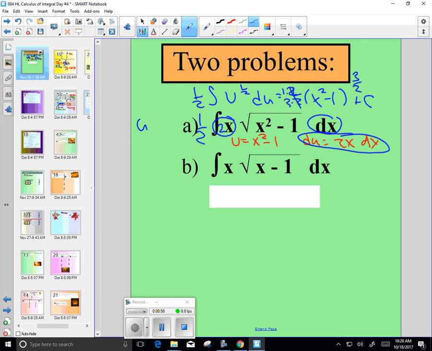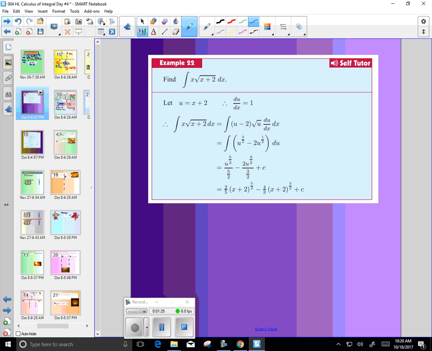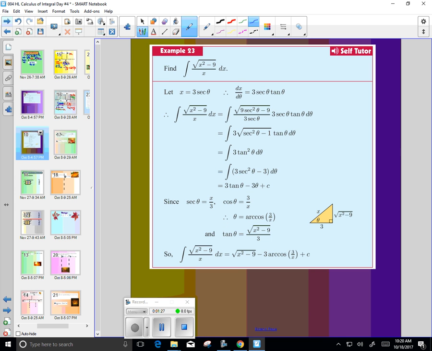So this one works. But what happens when you let u equal x minus 1? Does du work? No, you get this extra x, and this doesn't work. So you think. We're going to use a new technique so that you can actually do it. If it doesn't work for u-sub, you're going to be able to do this. And I think you're going to really like these.